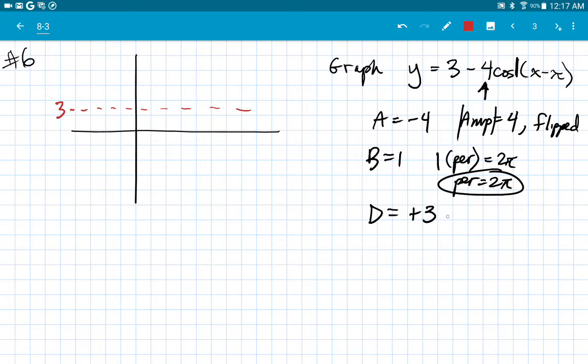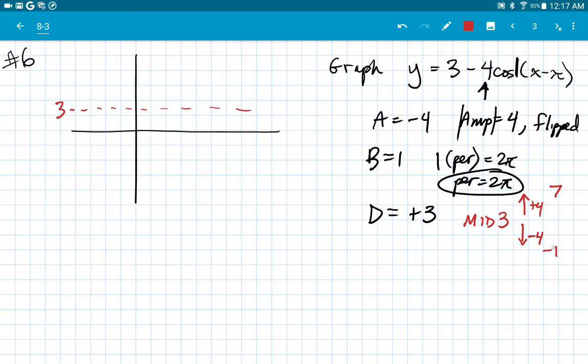Since I know that the d value, the midline, is 3, and the a value, or rather the amplitude, is 4, I'm going to go from 3 up 4, and also down 4, which means my maximum will be 3 plus 4, or a maximum height of 7. If I go from 3 and go down 4, I'll get a minimum of -1.